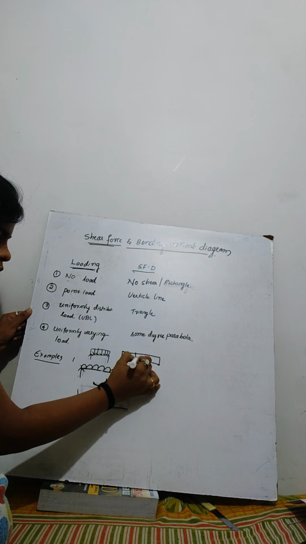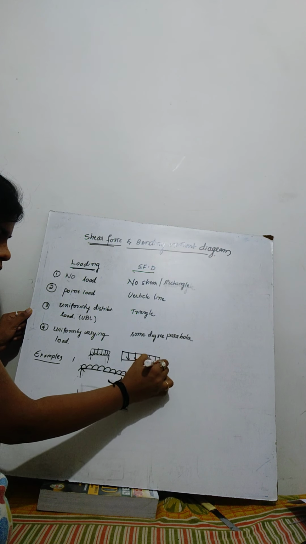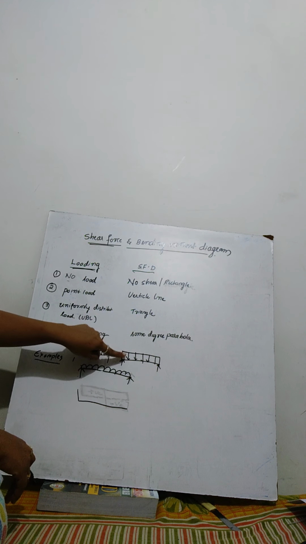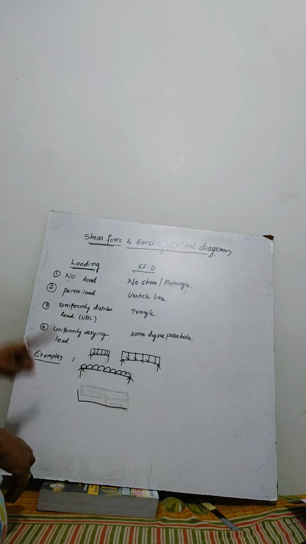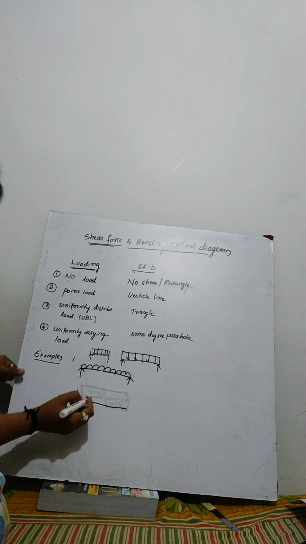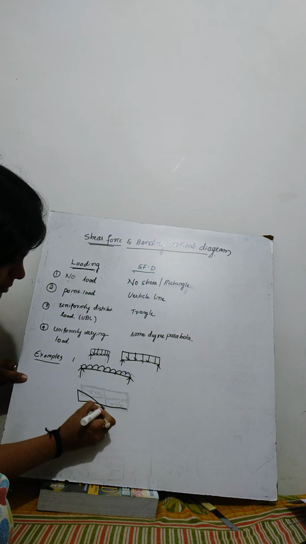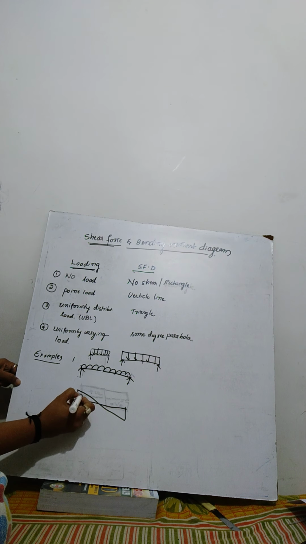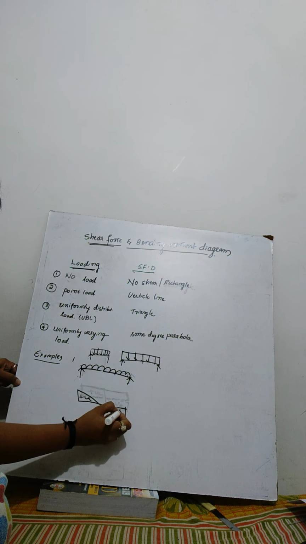You can draw UDL also like this, correct? If you see this, all the arrows are coming downward, which means it is a linearly varying triangle. So this triangle comes like this, then it is going upward. This is the top: this is positive shear, and this is negative shear.